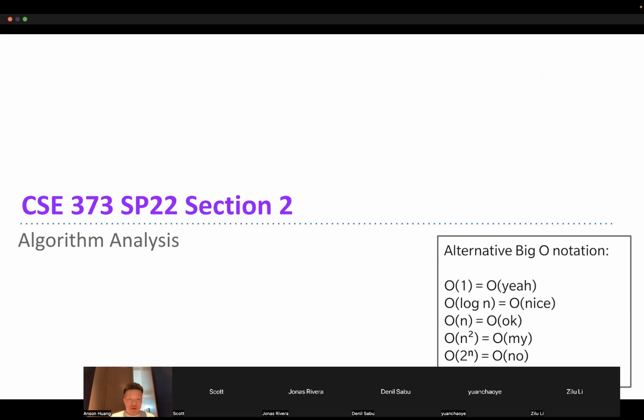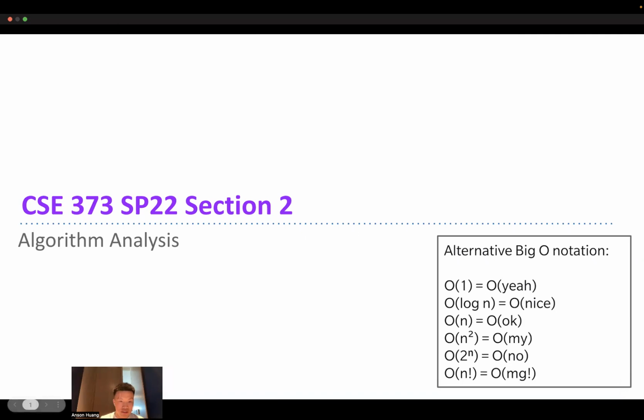But cool. So we're going to be talking about algorithm analysis, kind of building on what we were talking about in lecture. On the bottom right of this slide, we have some very common big O notation. O of 1 is as fast as you can get. That's constant. No matter how big your input size is, it's always going to have the same runtime. We like O of 1.